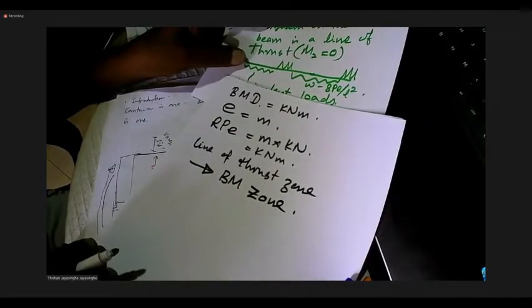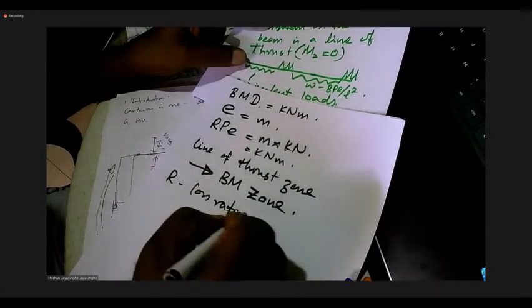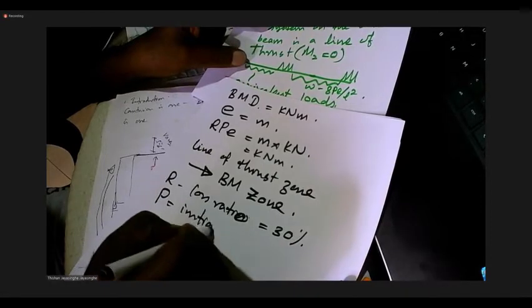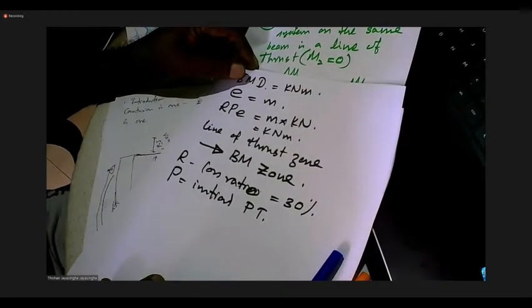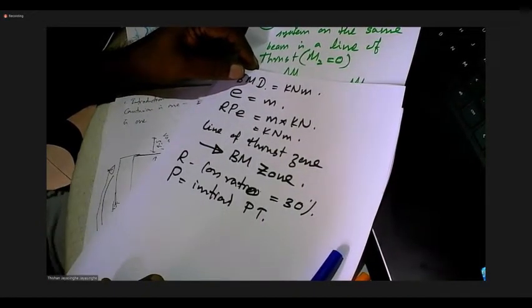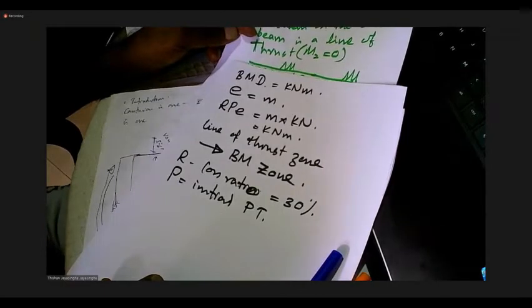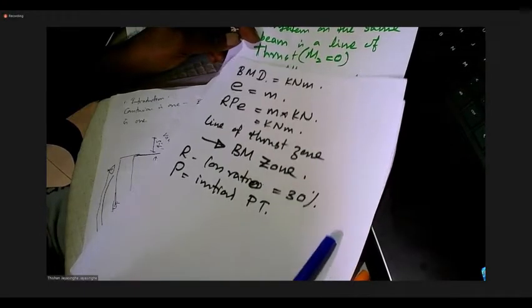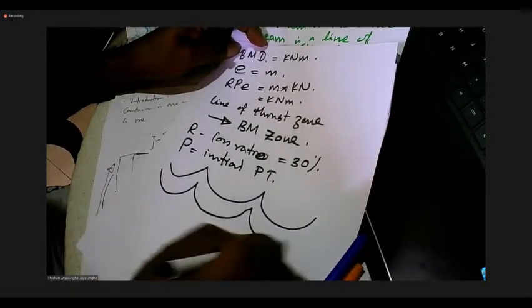How you convert it to a bending moment zone is, we know the pre-stressing force RP already selected, and R is the loss ratio. Generally, we consider the loss ratio to be about 30%. P is the initial PT we apply. And we assume a value for RP so that we get a continuous zone. And once we have the zone, we convert it to a bending moment zone. It can be anywhere.